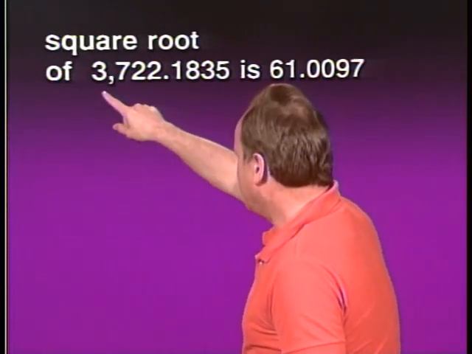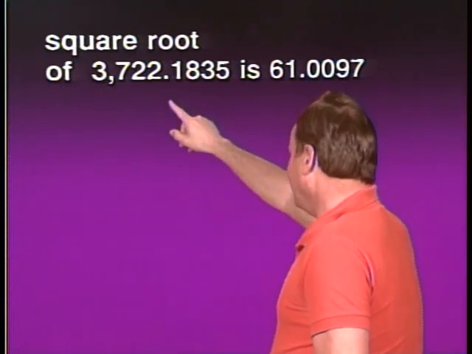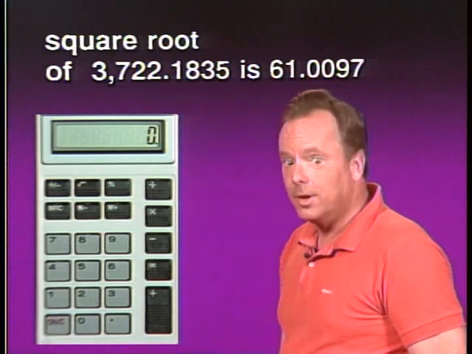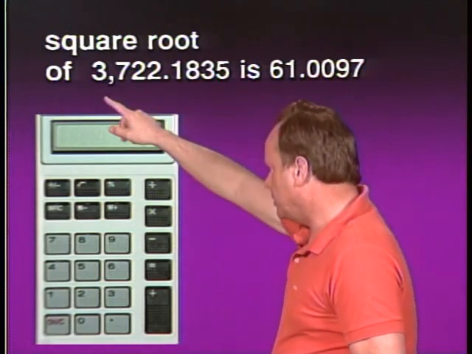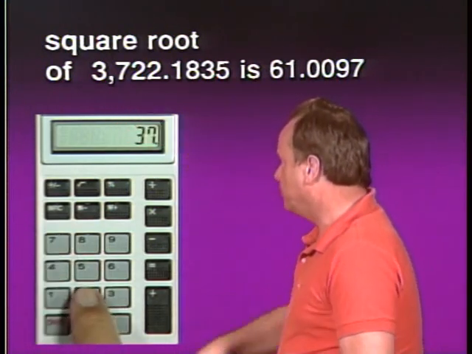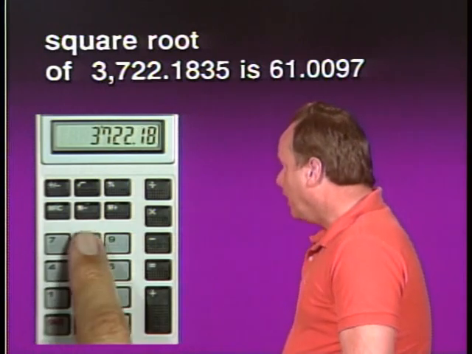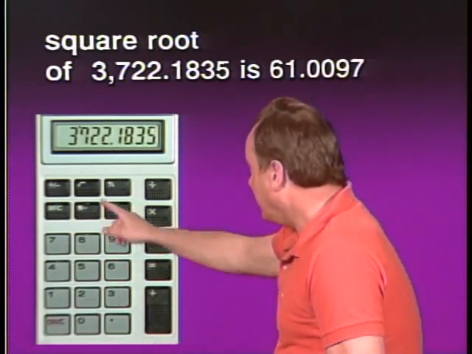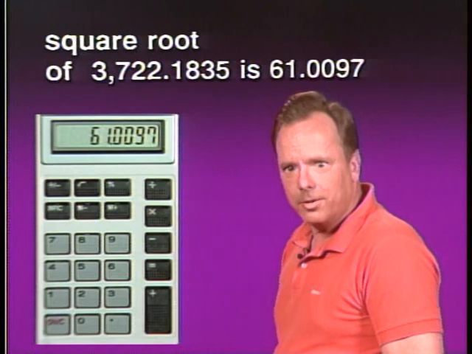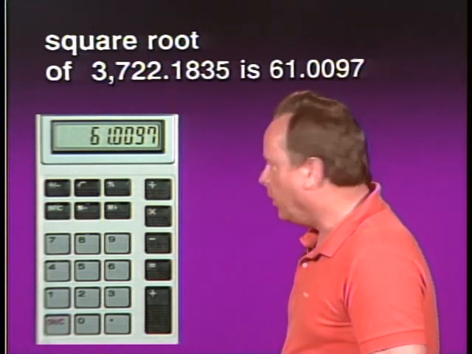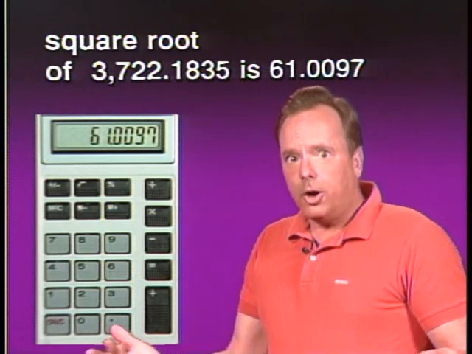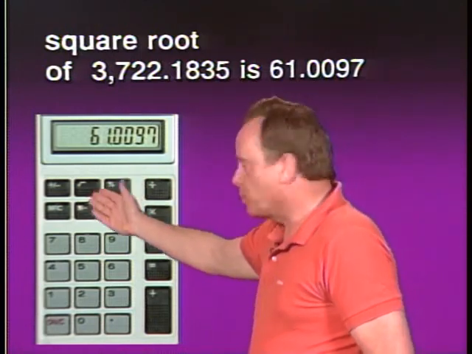Now, another thing they can do to you is ask you the square root of kind of a big number, like what's the square root of 3,722.1835? Well, once again, it's just a little calculator problem. If you take a look at the calculator, all you have to do is key in 3,722.1835 and then hit the square root button, and you get 61.0097. There you go, 61.0097. So all you have to do for square root is use the square root button.